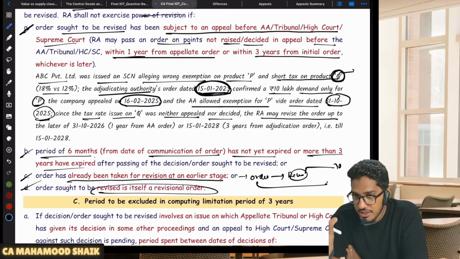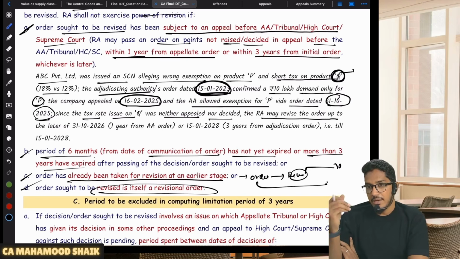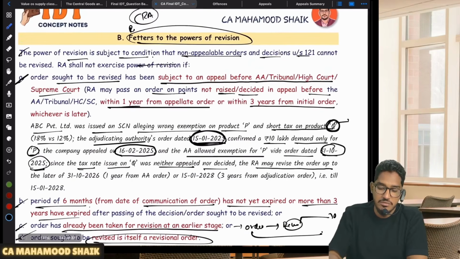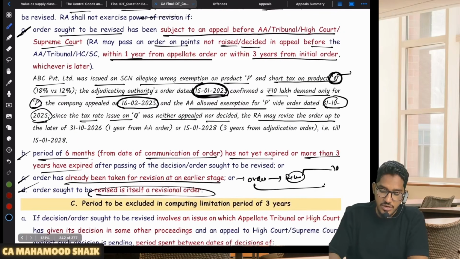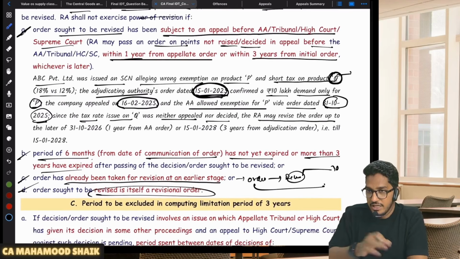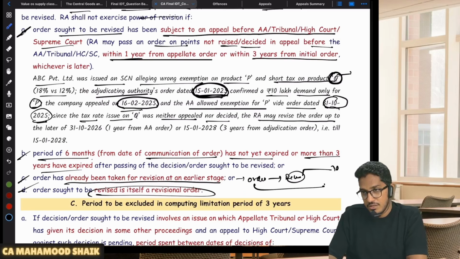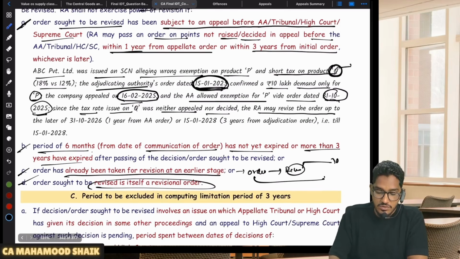That issue on Q, which is not taken up or decided in the appeal, can be taken up for revision by the revisional authority. What is the time limit? What is the maximum time limit? You have all the dates available here. What is the adjudicating authority's order date? What is the date of appeal? What is the appeal order date? So tell me within what time limit this has to be resolved. Within 1 year. So tell me the date.